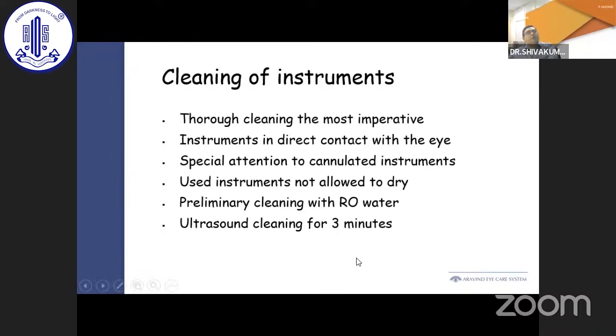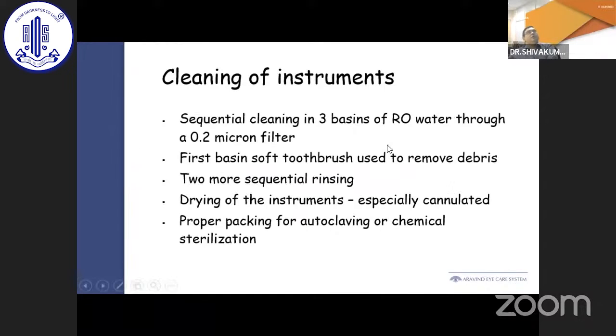So the preliminary cleaning should be done with RO water, and then should be subjected to ultrasound cleaning for 3 minutes, which helps to dislodge the debris and the organic material. And then a sequential cleaning is done in 3 basins of RO water, and this water is collected through a 0.2 micron filter. In the first basin, a soft toothbrush is used to meticulously remove all the debris, and then 2 more sequential rinsings are done.